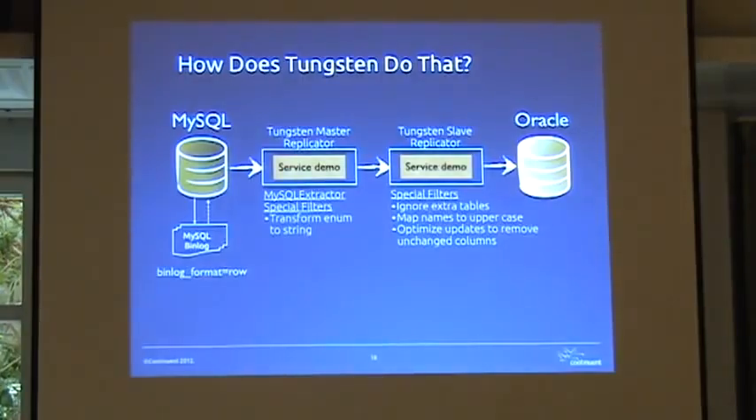So back to the Oracle slave, when we have filtered out the data that we need, we then map the names, the column names, the table names to uppercase. Because on the Oracle we have all the tables in uppercase.